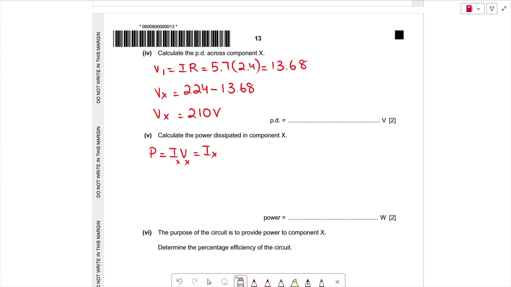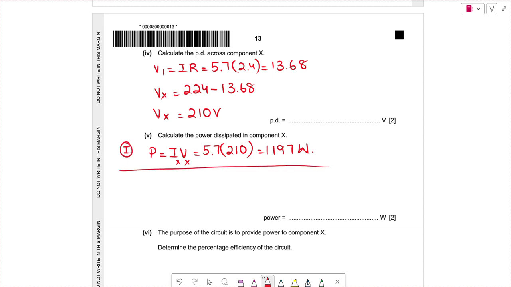is 5.7 amperes and the voltage across the resistor X is 210. So if we multiply these two, we get 1197 watt. Now you can use another way. So that was the first.